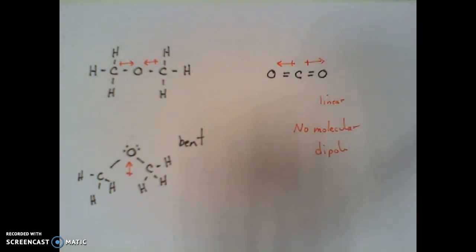So when you consider whether something is going to have a molecular dipole, you need to consider first whether it has a difference in electronegativity among its atoms, and then you need to consider the shape. Both are important.